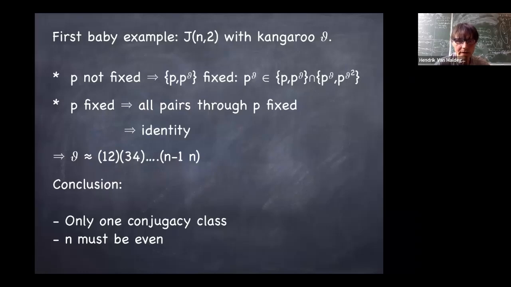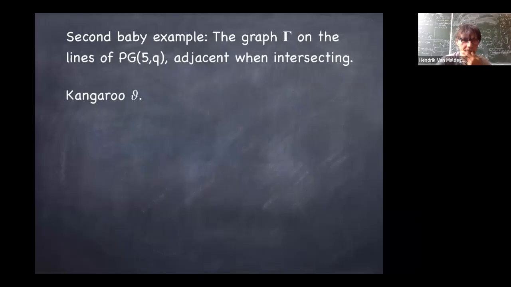I mean, there is only one example for that Johnson graph G and 2. And for the Petersen graph, there is no example, because their n is odd. So they seem to be rare. So let's take a second baby example.